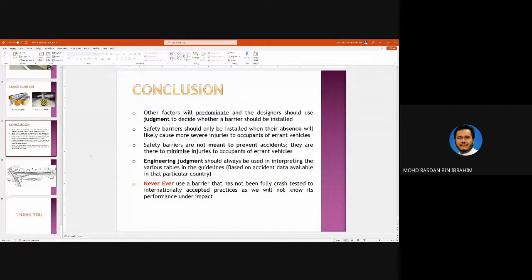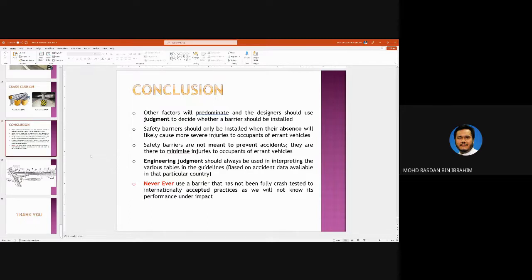Conclusions. Other factors will predominate. The designers should use judgment to decide whether a barrier should be installed, although it costs more. It pays to spend extra money on safety, especially when you are the designer. So safety barriers should only be installed when their absence will likely cause more severe injuries.